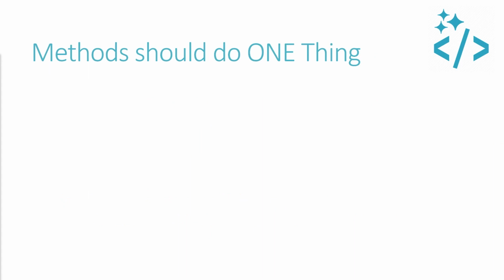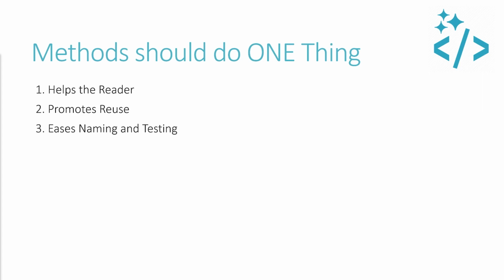Another thing about clean coding in methods is that methods should do one thing only. The main reason is it helps the reader to understand the method. If it does more than one thing, it complicates the logic a bit and it's not very clear what it does. Also, if a method is doing only one thing, then reuse is enabled, so we can use this method from multiple places. And also the naming is easier: if you have one method which does some concrete thing and which is very clear, then it's also easier to name this method, and also the testing is easier.